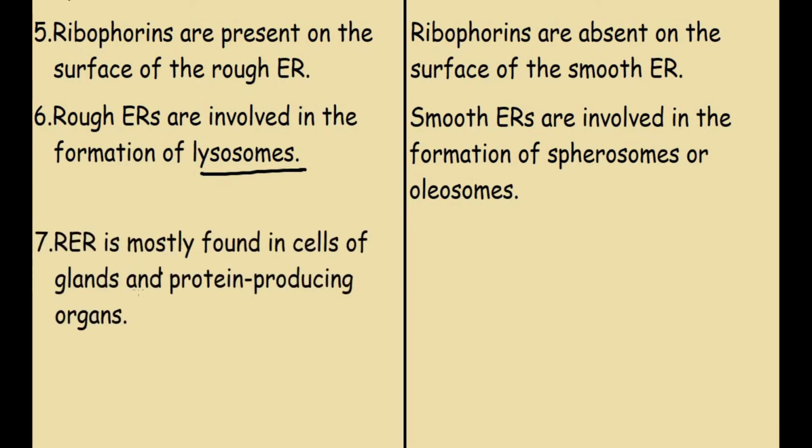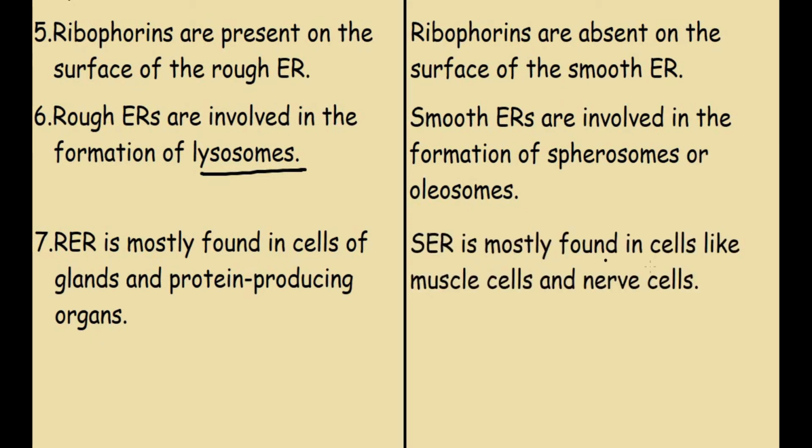Rough endoplasmic reticulum is mostly found in cells of glands and protein producing organs, and smooth endoplasmic reticulum is mostly found in cells like muscle cells and nerve cells.